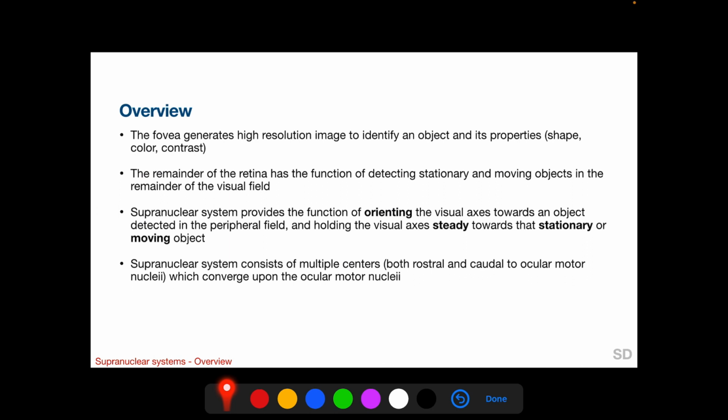The supranuclear system provides the function of orienting the visual axis towards an object detected in the peripheral field, and once the visual axis is oriented towards that object of interest, the supranuclear system holds the visual axis steady towards that stationary or moving object. The supranuclear system consists of multiple centers which converge upon the ocular motor nuclei, that is the infranuclear system. These centers are both rostral and caudal to the ocular motor nuclei, that is anatomically superior and inferior to the ocular motor nuclei.